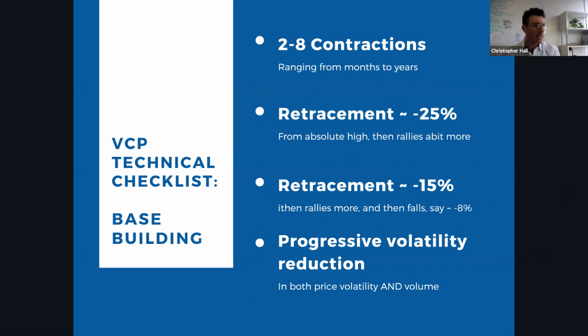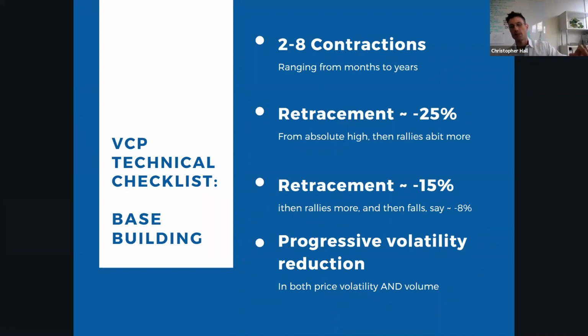So the VCP technical checklist, we want to summarize this with the base building side of things. 2 to 8 contractions ranging from months to years. Woolworths had years, we had Afterpay with months. Retracement, you want to see that at a minimum, you want to see it around 25% from the highs. The closer the better, but you do need some sort of decent drop so that you can have that contraction. As the ball bounces, it needs to have a decent bounce.